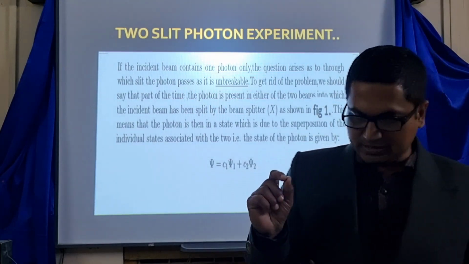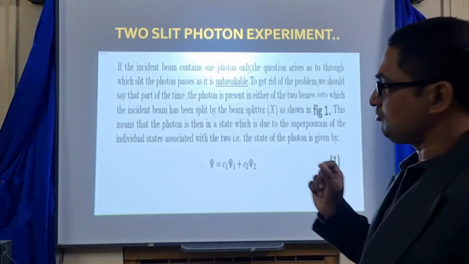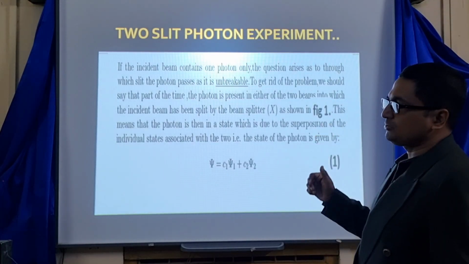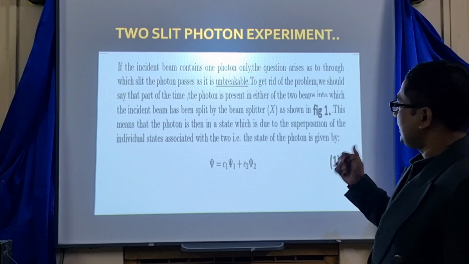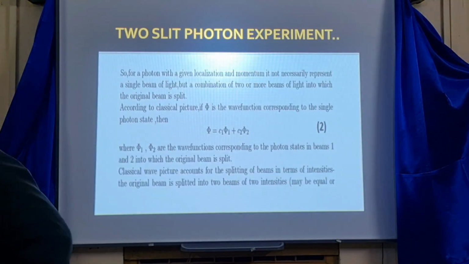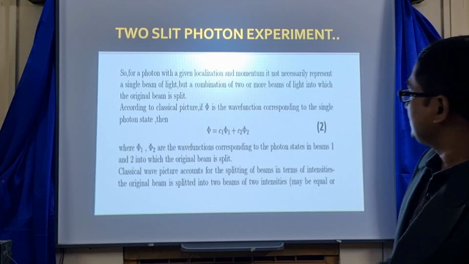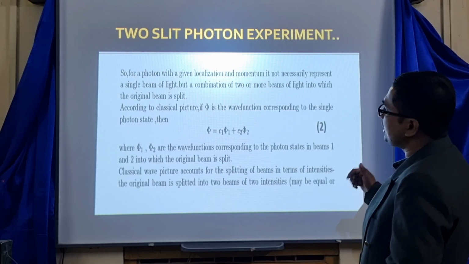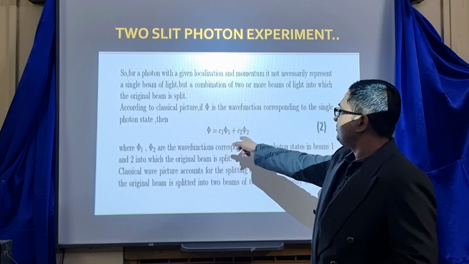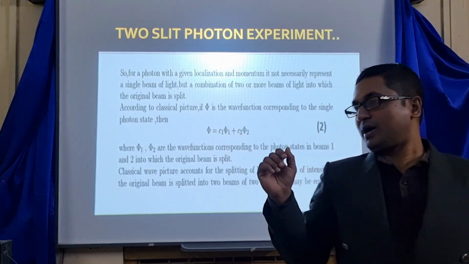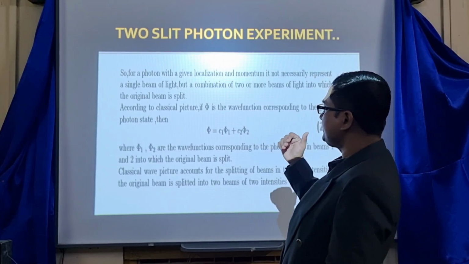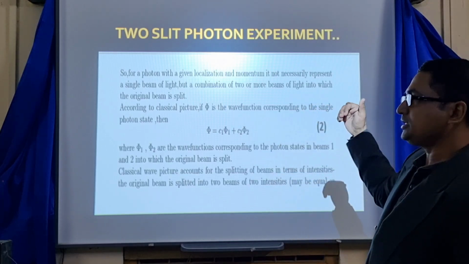This is possible in terms of quantum mechanics only, where a single photon is represented by the superposition of two slits. In the classical context, we talk about intensity. For the same photon, explained classically, the equation may be C1 phi 1 plus C2 phi 2. But here phi 1 represents the intensity passing through slit S1, and phi 2 represents the intensity passing through slit S2.